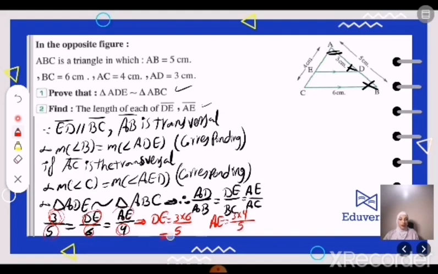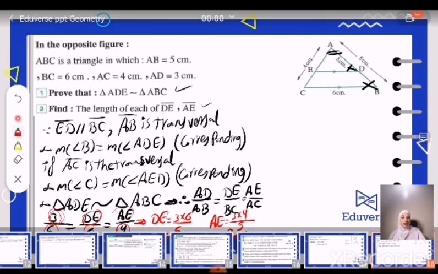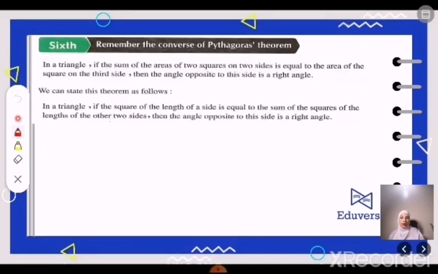Okay, let's get the result of each one of them here. This one will be 3.6, and this one will be 2.4. Don't forget centimeter and centimeter. That's it for this part. Let's see another part here.